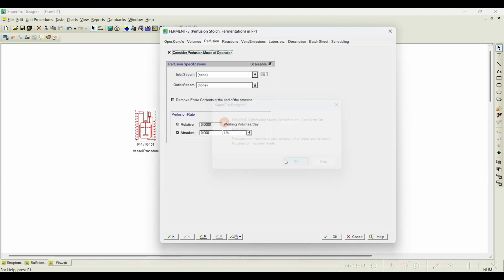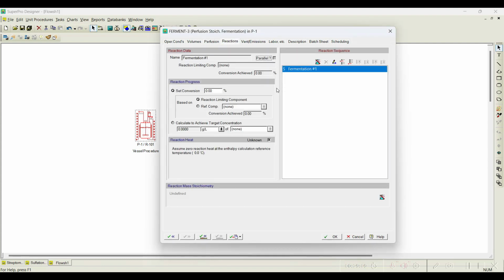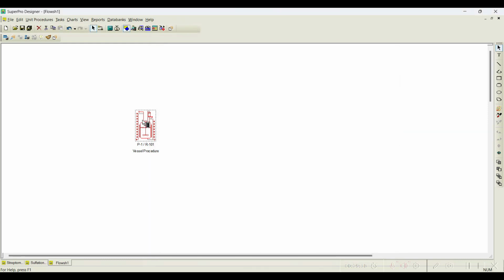And even you can go to this reaction operation. Again basically it is kind of stoichiometric, you cannot set up the kinetic information in the perfusion operation. This is about the perfusion operation.